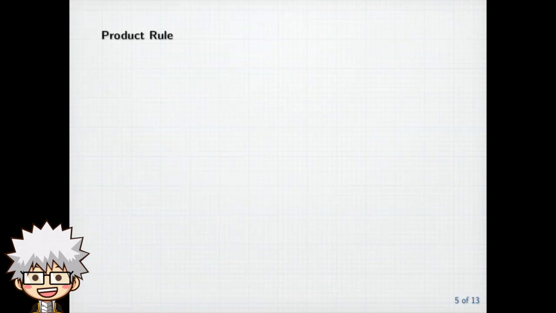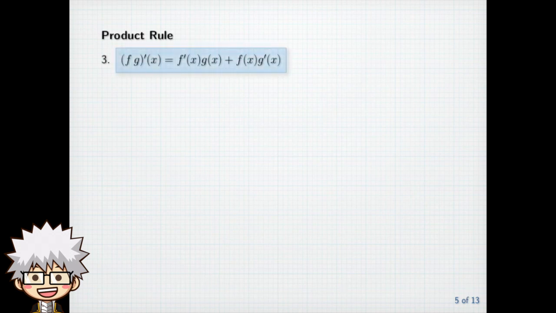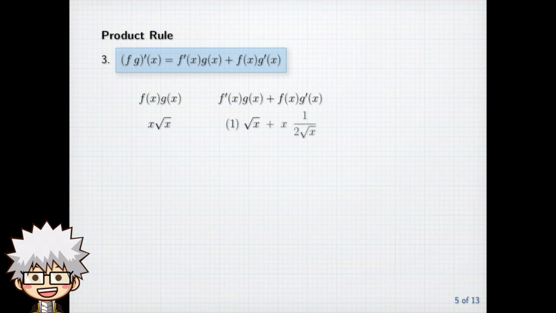The product rule. The derivative of a product f times g is the derivative of f times g plus f times the derivative of g. For example, the derivative of x times the square root of x is the derivative of x, which is 1, times the square root of x, plus x times the derivative of the square root of x.